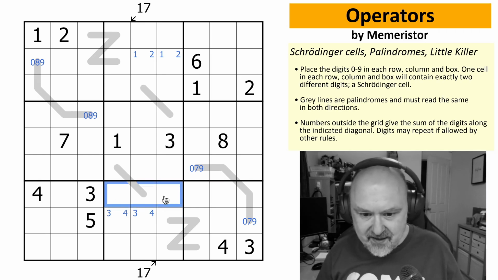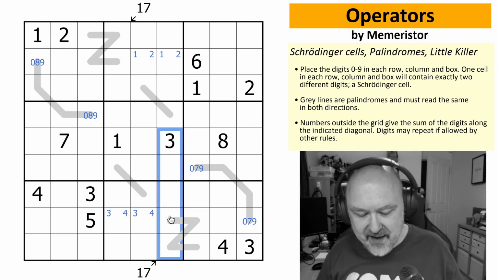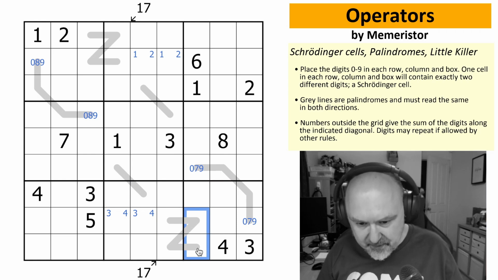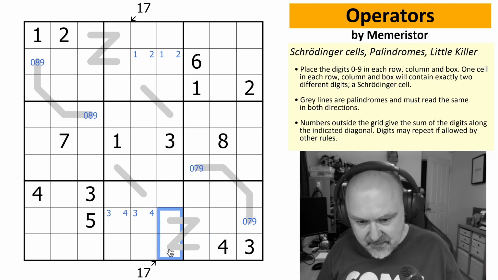So 3, yes. I mean, this 3 is eliminated from there, but I can see that the reason I eliminated the 3 and the 4 from there is because I can't put 3 and 4 on there because I can't put them on the palindrome. Because whatever in there is replicated in there.